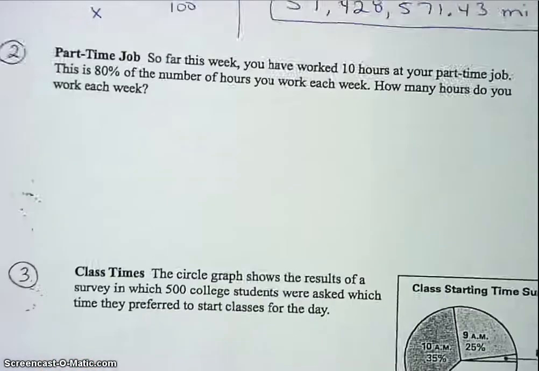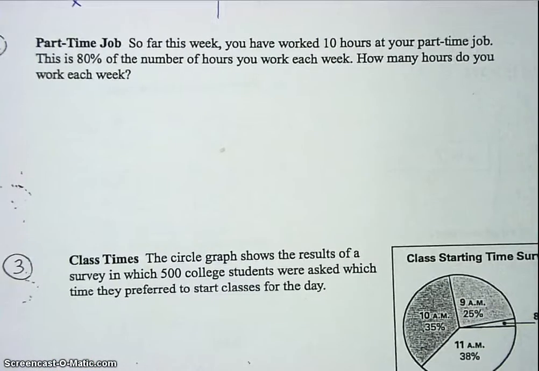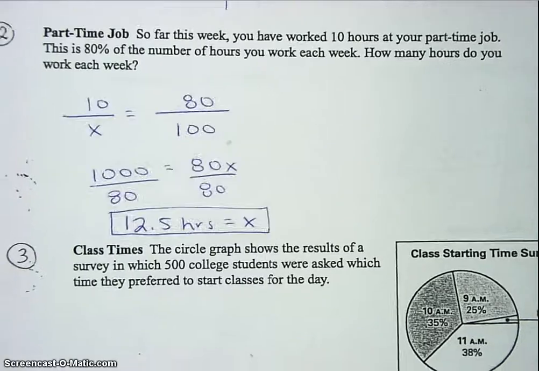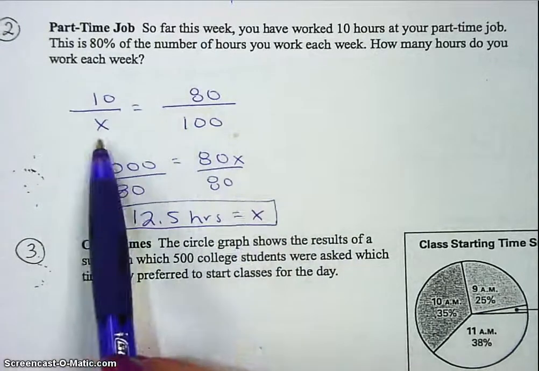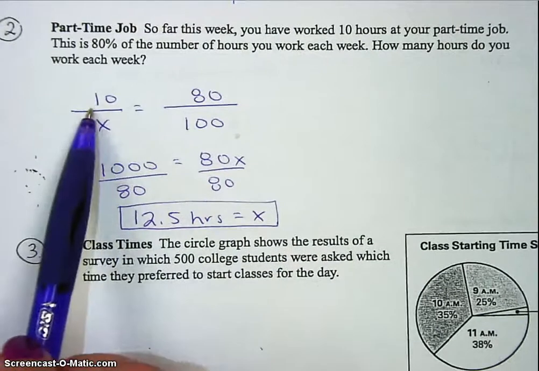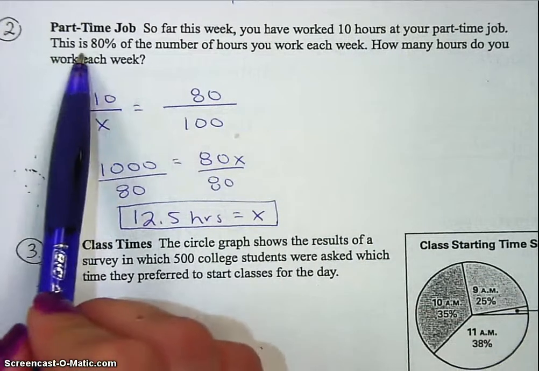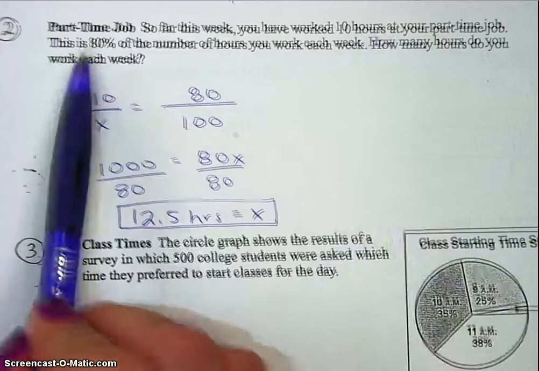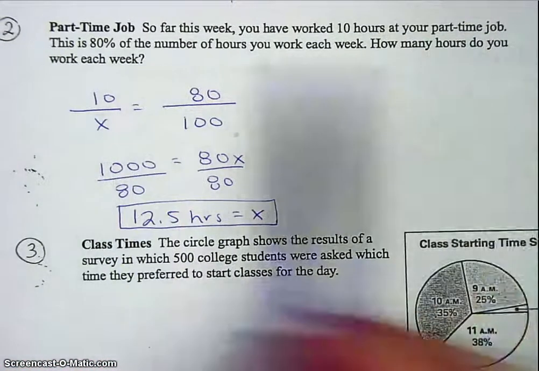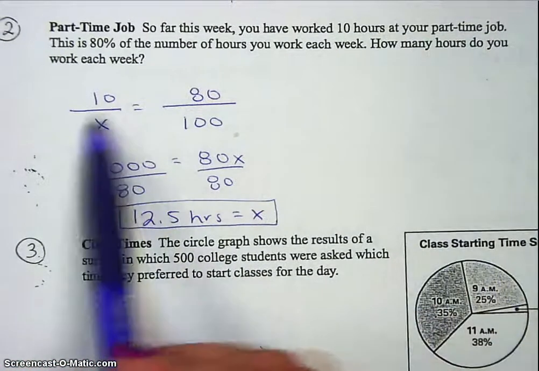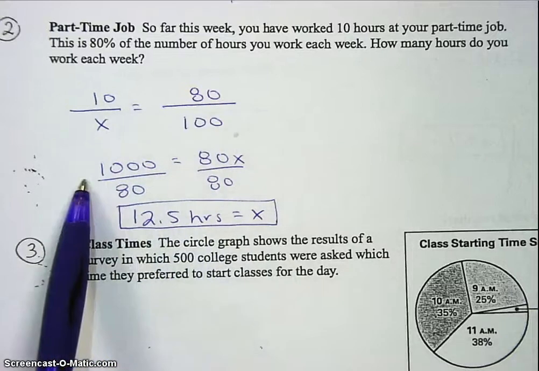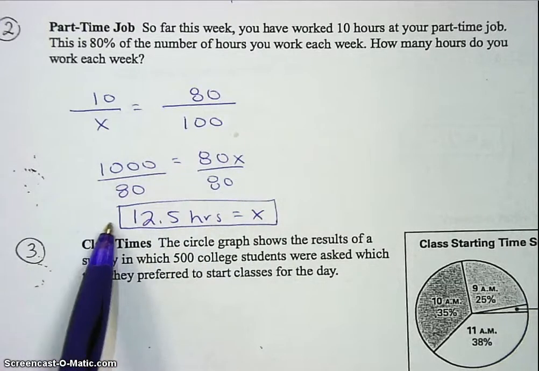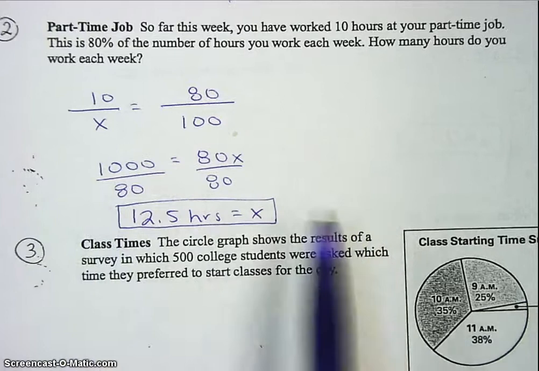Go ahead and try number 2 on your own. Pause the video. When you're ready to come back, go ahead and turn it on then. Alright, hopefully you got what I got. Notice my proportion, 10 over x. 10 is the part here. 10 hours is only 80% of the total amount of time she works. They want to know how many hours you work each week. Well, that's the whole. I don't know. So you're cross multiplying. 1000 equals 80x. So you work 12 and a half hours every week.